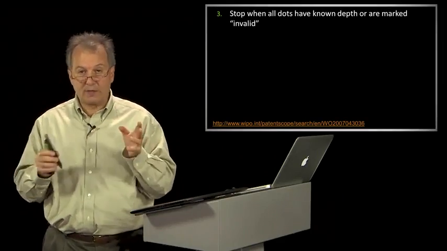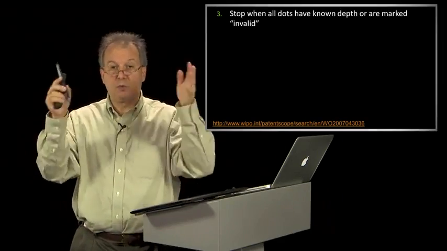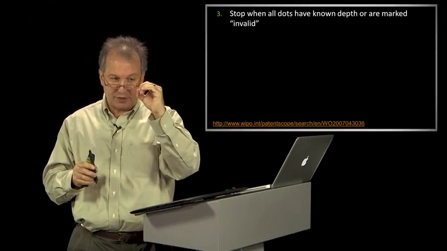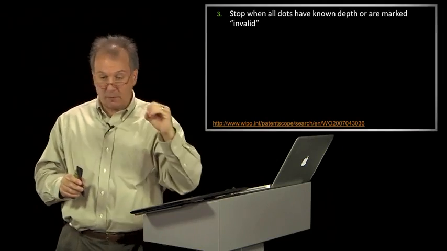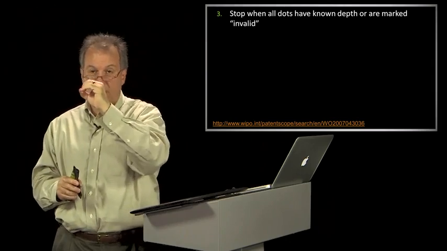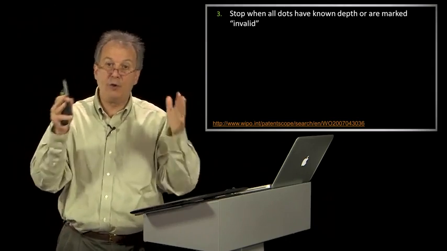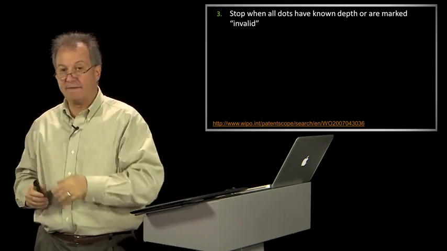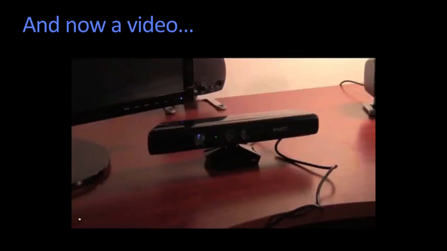What makes that work is that I have this pseudo-random pattern, so any little patch can't be matched everywhere, but is matched well in just one place along that epipolar line. I know those patterns, and so I can drive that search very quickly. There's a cool little video on YouTube. Let me just show that now, and it explains how this works.